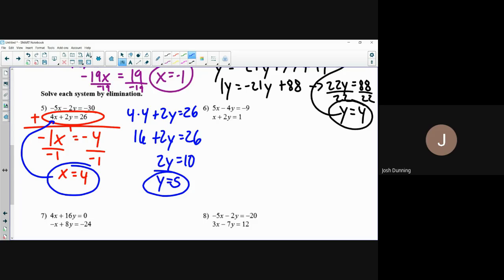So the easy elimination questions, like that one, you'll have like a -2y, +2y, they'll cancel. You might have a 7x and a -7x below it. They would cancel. You just add them together, it eliminates that variable. And then usually you get an easy one-step equation.